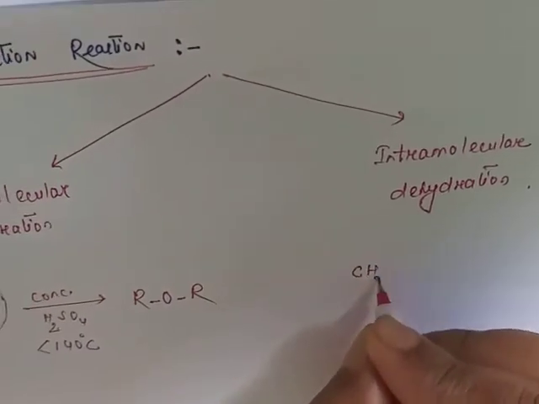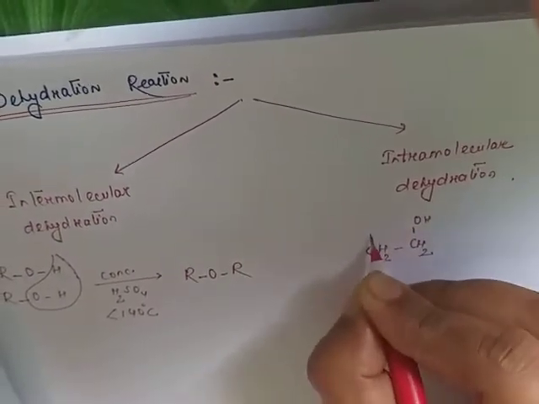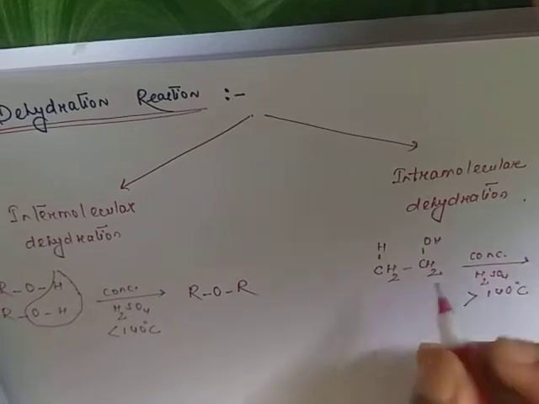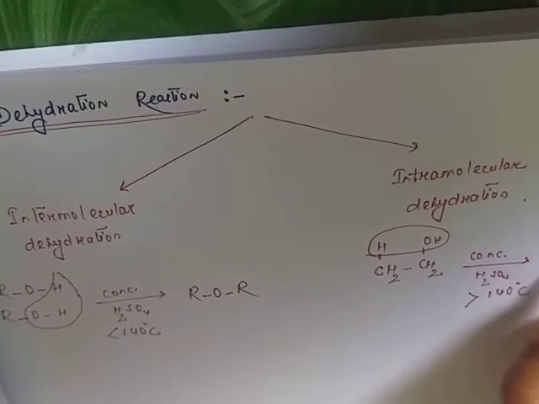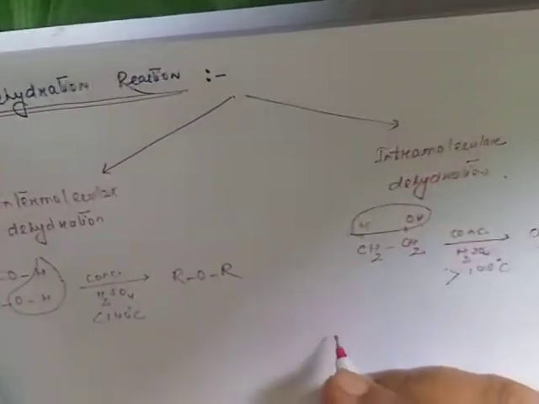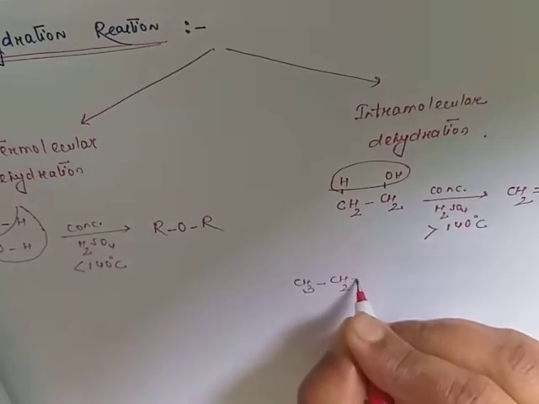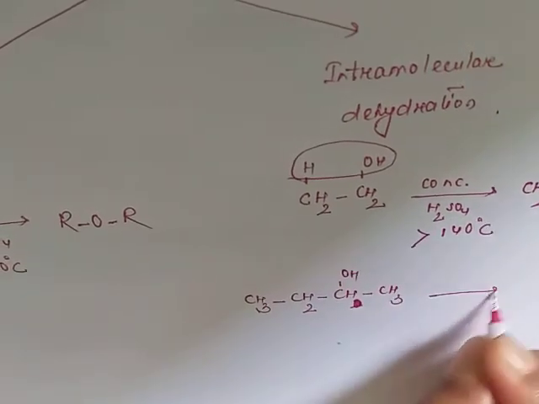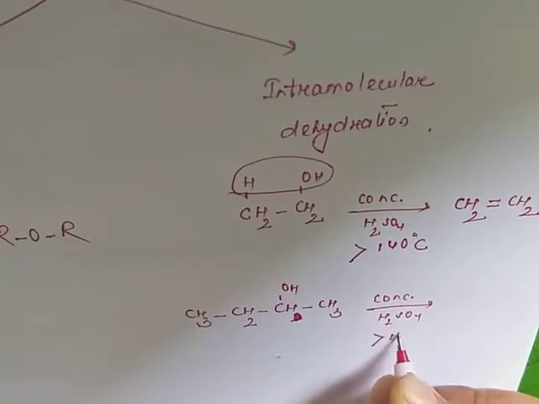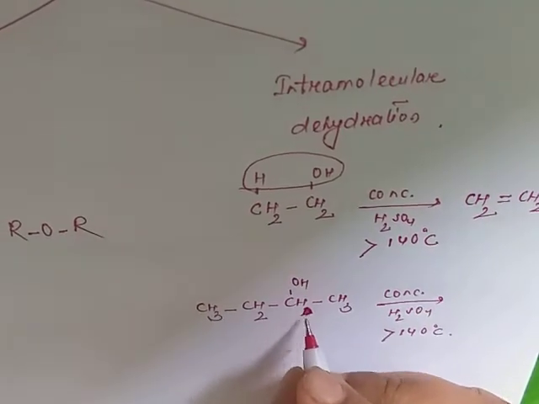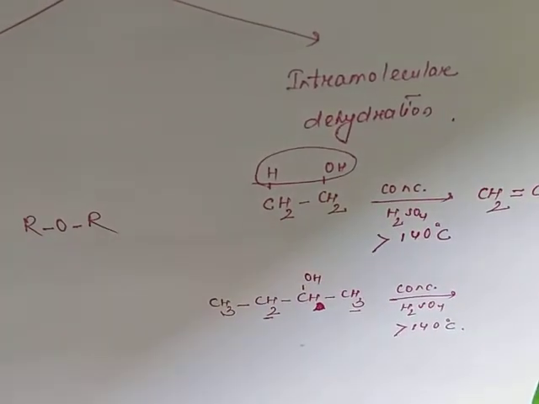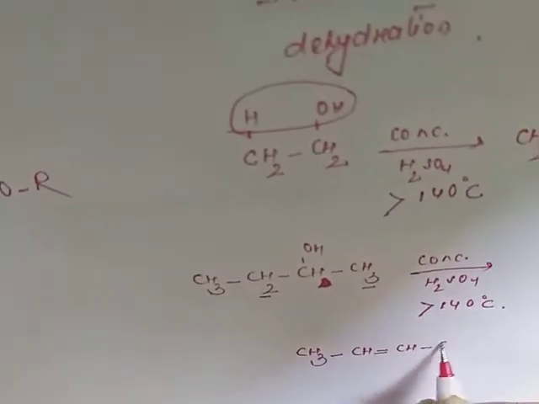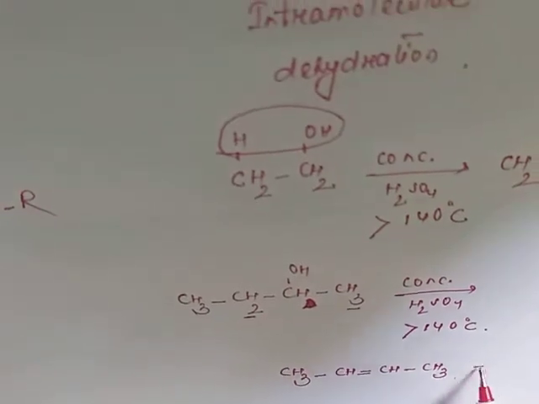In intramolecular dehydration, that is within the molecule, this is as per Saytzeff's rule. We take concentrated sulfuric acid to a temperature greater than 140 degrees Celsius when a beta elimination takes place, and we will get alkene as the product. If we have CH3CH2CH(OH)CH3, 2-butanol, in presence of concentrated sulfuric acid beyond 140 degrees Celsius, it will follow elimination as per Saytzeff's rule. It has 2 beta hydrogens, but it is a regioselective reaction where we will get 2-butene as the major product. More substituted alkenes are more stable.